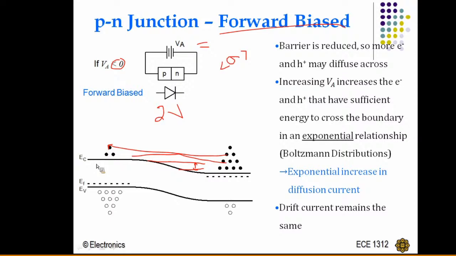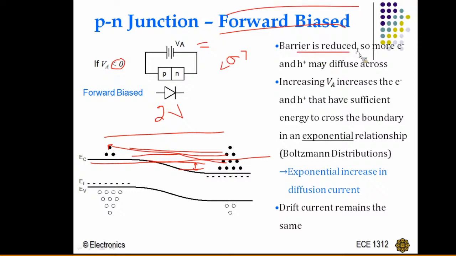Now, if you apply 2 volts or 3 volts or 5 volts, this structure will come in a very straight fashion. That means the P type and N type will come in straight. All the electrons and holes can move to the other side. Now, see the statement here. In the forward bias, the barrier is reduced.